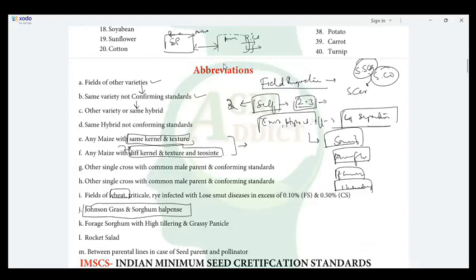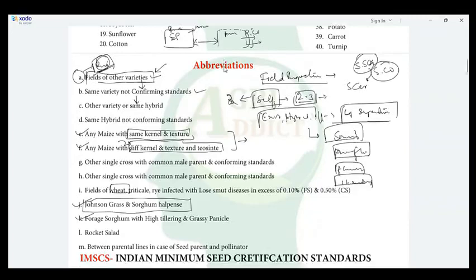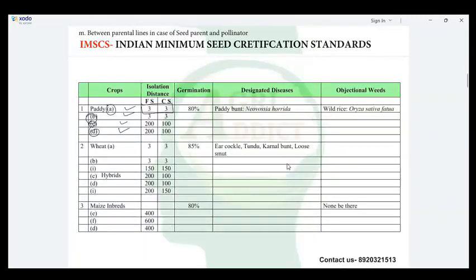So you need to concentrate on E, F, J, and this forage sorghum. And this first one is very important. This is very basic and important. Usually direct questions come from this first one. If they don't tell you any abbreviations or conditions, like whether it is field of other varieties, same variety, or other variety or same hybrid, you should consider it as fields of other varieties. If I ask what isolation distance is maintained in maize, you should inherently consider it as from the field of other varieties. Clear?